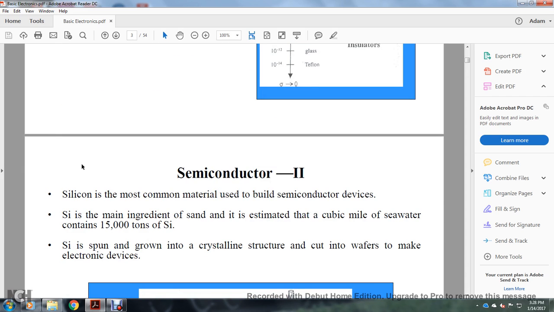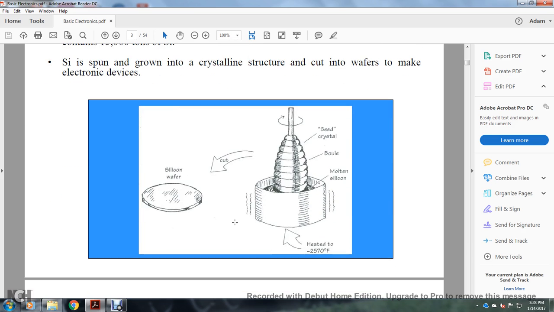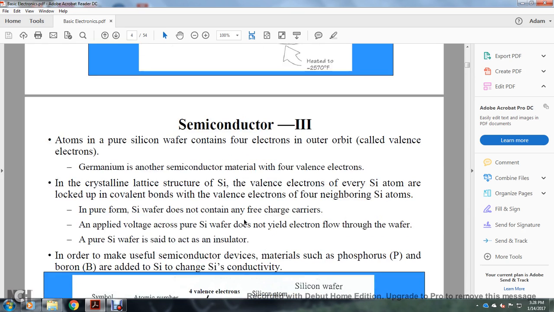Alright, semiconductors. Silicon is the most common material used for the building of semiconductor devices. Si, or silicon, is the main ingredient in sand, and it is estimated that a cubic mile of seawater contains 15,000 tons of silicon. Silicon is spun and grown into crystalline structures and cut into wafers to make electronic devices. You see the silicon wafer as a seeded crystal boiled in molten silicon at 2,570 degrees Fahrenheit.